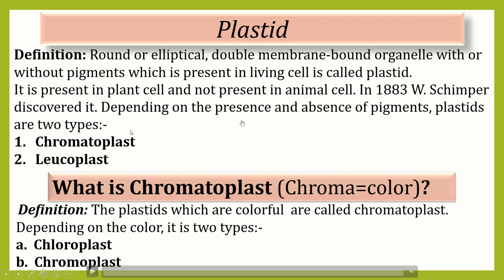Depending on the presence and absence of pigments, plastids are of two types: chromatoplast and leucoplast. Now, what is chromatoplast? Chroma means color. So, the plastids which are colorful are called chromatoplast. Depending on the color, it is of two types: chloroplast and chromoplast.